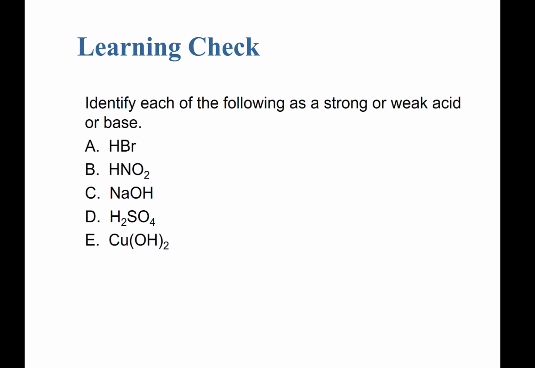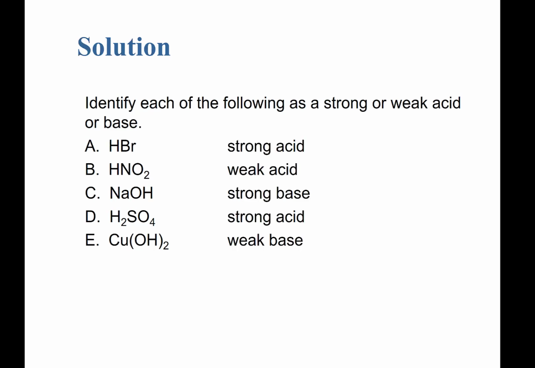All right, this one says to identify the following as strong or weak. These are from my list that I memorized in my head. So if you want to pause the video, then you can come back and check your answers. So HBr was on that list of strong. Nitrous acid came from nitrite.